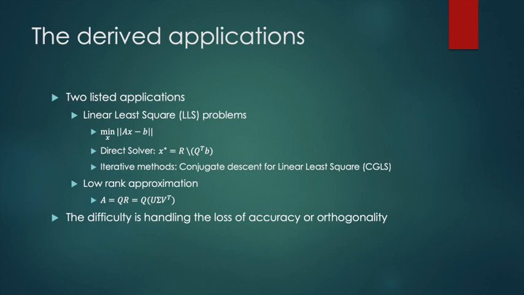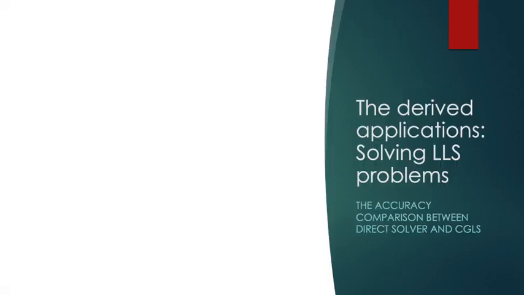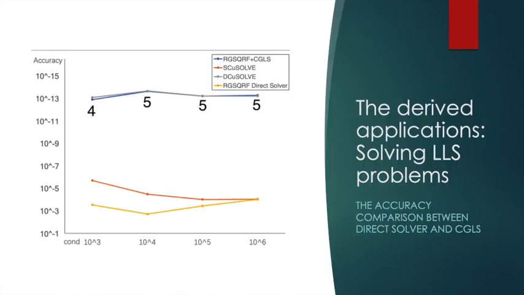The difficulty of the derived applications, as mentioned before, is handling the loss of accuracy and the orthogonality generated by Tensor Core. This figure shows the comparison of accuracy when solving linear least squares problems using different precision and algorithms. Also, the condition number of the original matrix is changing. RGSQRF plus CGLS can converge to the same error rate as the double precision direct solver in 5 iterations in simple cases. In contrast, the RGSQRF direct solver shows the worst accuracy.